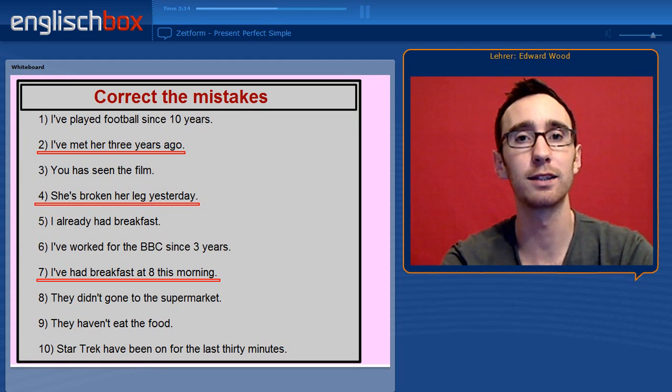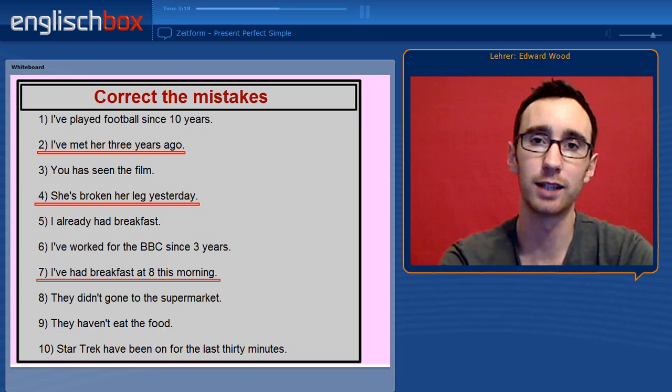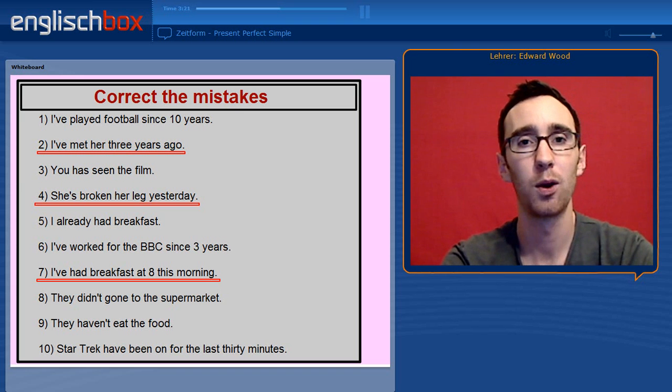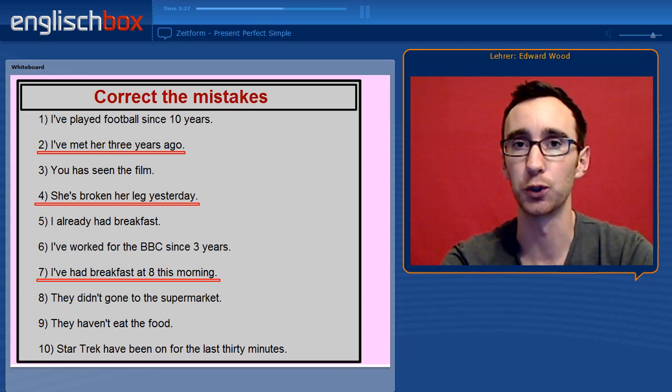Now we have a couple of exercises. There are 10 sentences. In each sentence there is one mistake. Where is the mistake? I've underlined 3 of the sentences for a very special reason. They all have the same mistake in them.